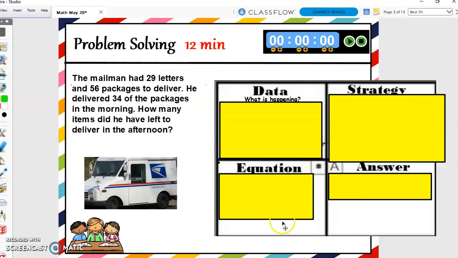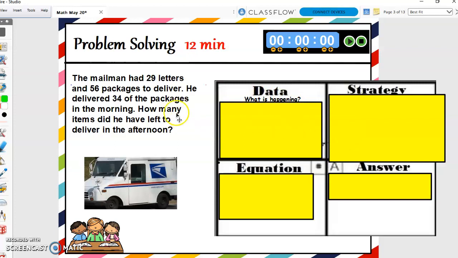The mailman had 29 letters and 56 packages to deliver. He delivered 34 of the packages in the morning. How many items did he have left to deliver in the afternoon?